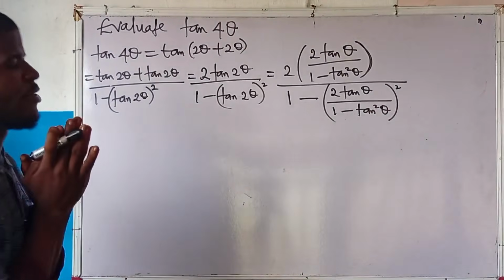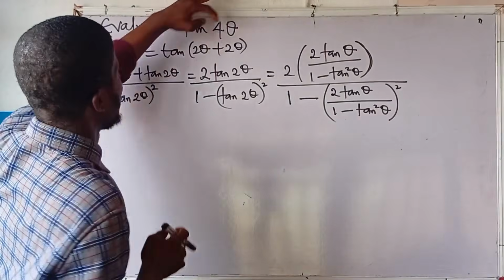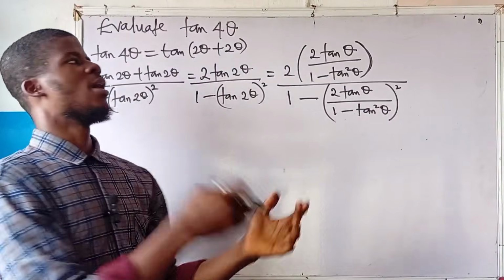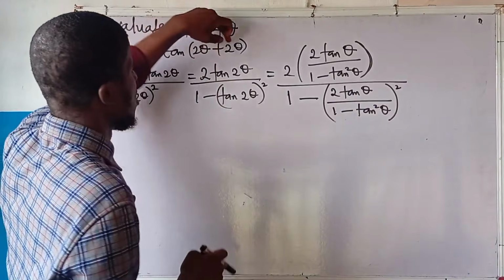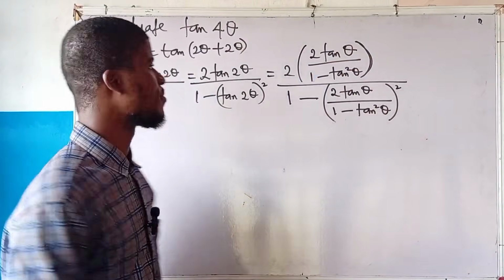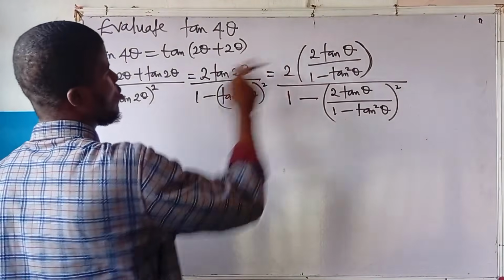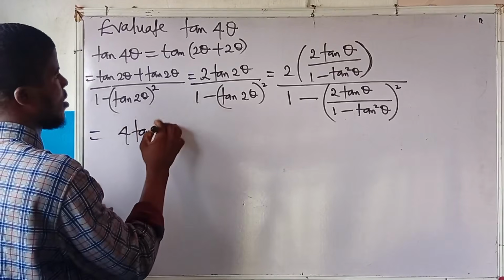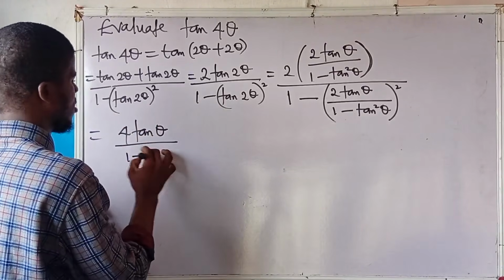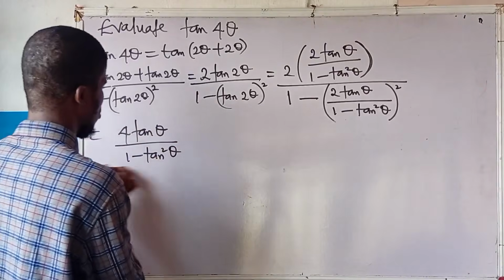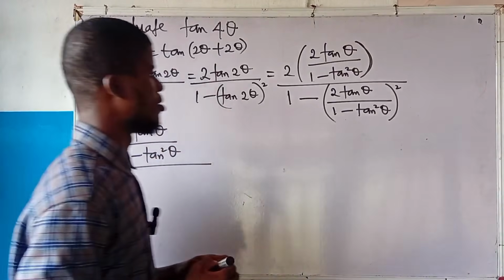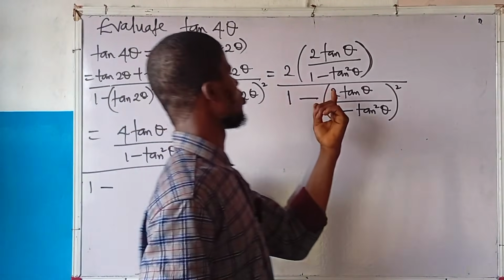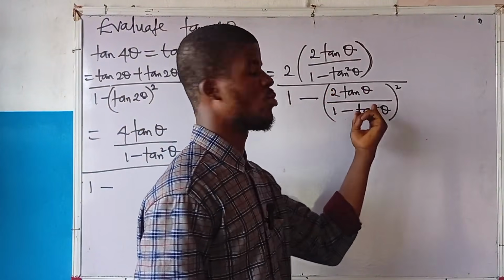So this is it. The first thing we did was to break down this tan 4 theta into 2 theta, 2 theta. Now, we are breaking each of the 2 theta into a single theta. That's it. So if 2 multiplies 2, that gives me 4. And this is 4 tan theta divided by 1 minus tan squared theta, all over... okay, let's square this. This is 1 minus, this is 2 tan theta over 1 minus tan squared theta.